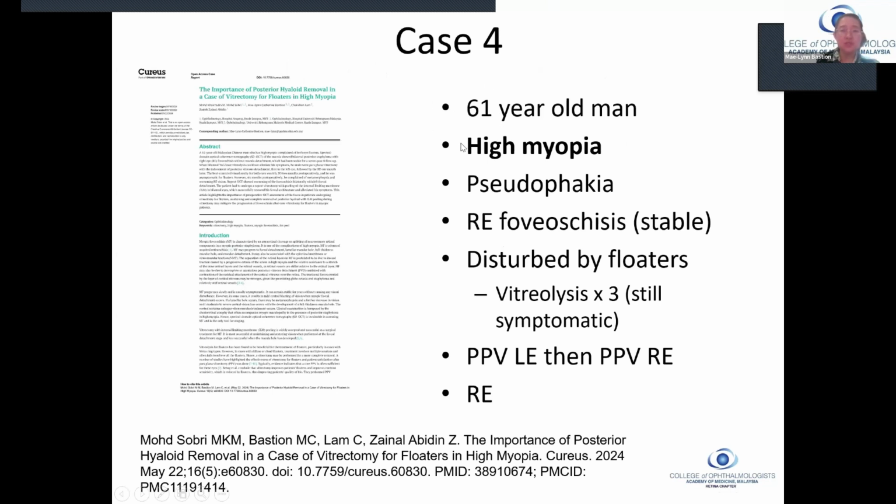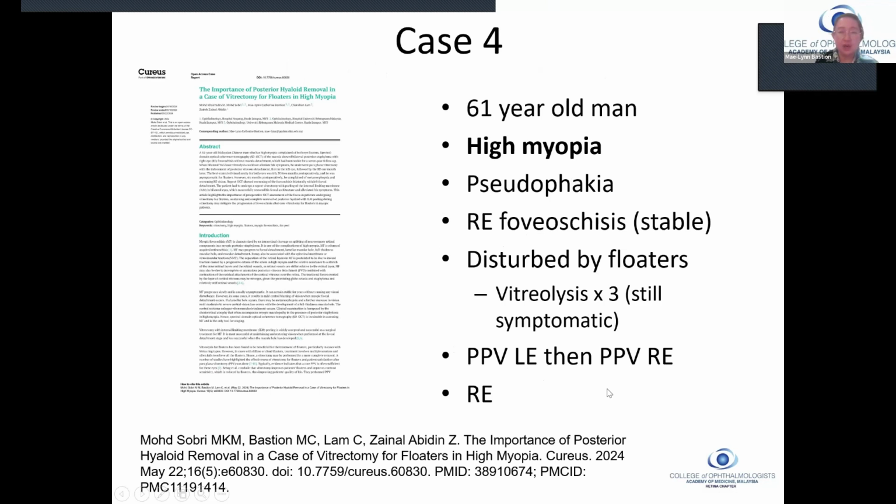So my patient was a 61-year-old patient. The significant ocular history here is the high myopia. He's already had bilateral cataract operations, very successful, good vision, 6/6 and 6/6. But he's disturbed by floaters. And even though we did vitreolysis, this wasn't good enough. He had first his left eye PPV, and then the right eye was done 1 month later.